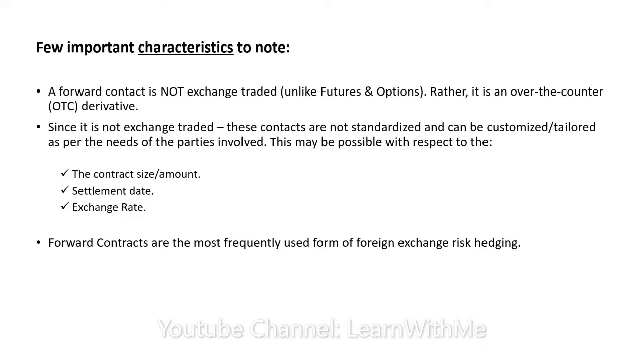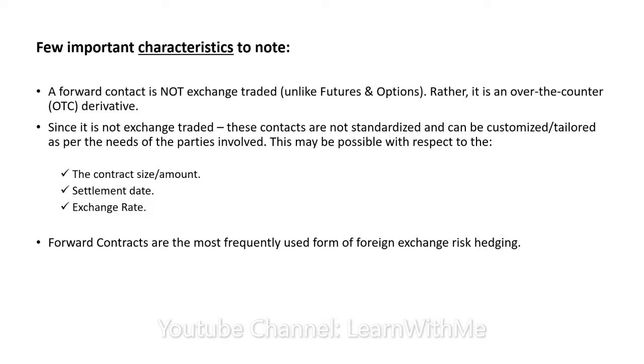Third, forward contracts are the most frequently used form of foreign exchange risk hedging. Why? First is because they're very easy to understand, they're very straightforward. Two is that they're very common amongst the small retailers and the retail investors and the small businesses, who do not have access to exchange traded instruments. So they are most commonly used amongst them.